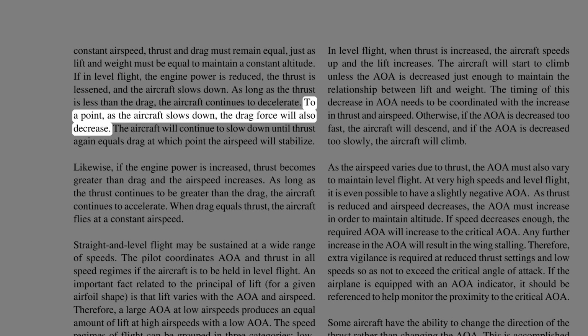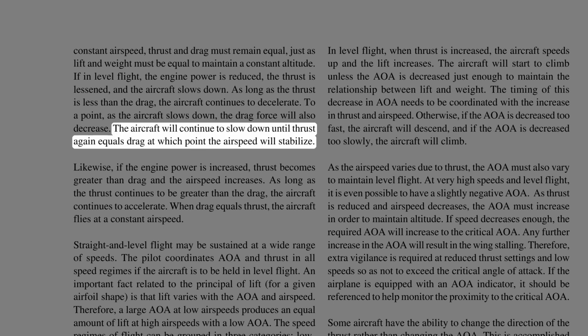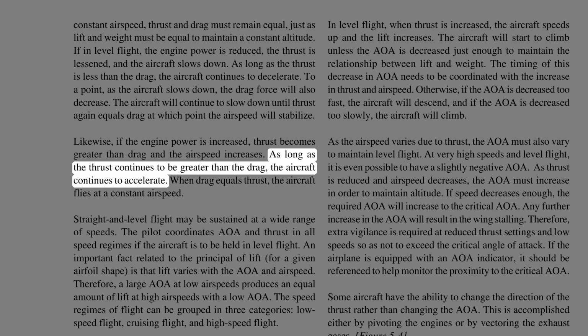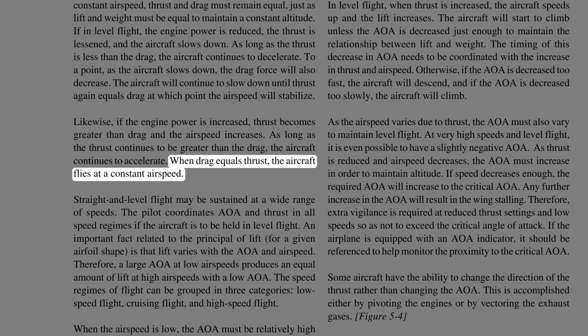To a point, as the aircraft slows down, the drag force will also decrease. The aircraft will continue to slow down until thrust again equals drag, at which point the airspeed will stabilize. Likewise, if the engine power is increased, thrust becomes greater than drag and the airspeed increases. As long as the thrust continues to be greater than the drag, the aircraft continues to accelerate. When drag equals thrust, the aircraft flies at a constant airspeed.